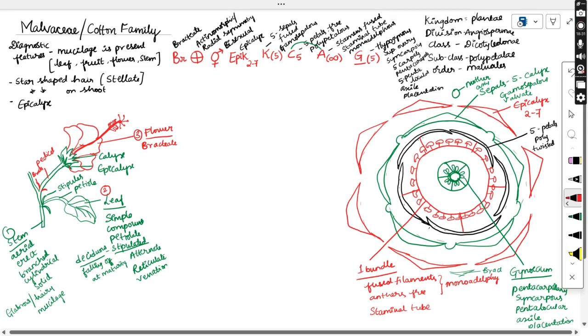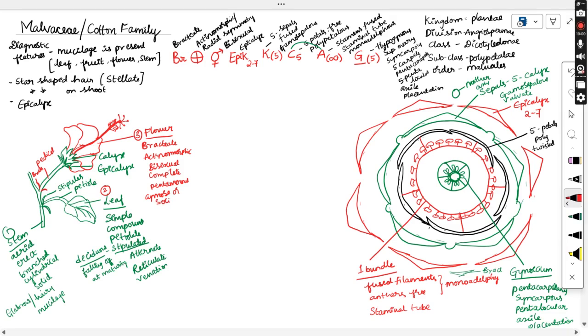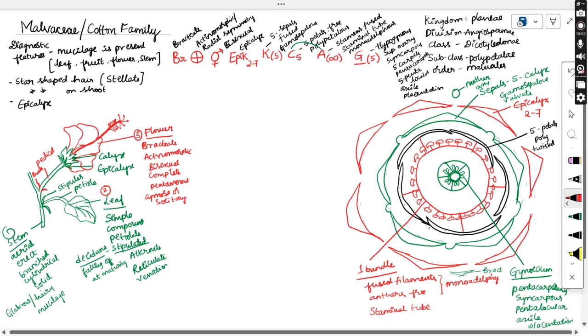Coming to the flower, these are bracteate, showing actinomorphic symmetry, and the two reproductive structures are there. Bisexual, as it is a complete flower. Five petals are seen. Pentamerous, hypogynous type of ovary. The type of inflorescence they show is cymose or solitary. Only single flowers are present at the tip. We call it a solitary type.